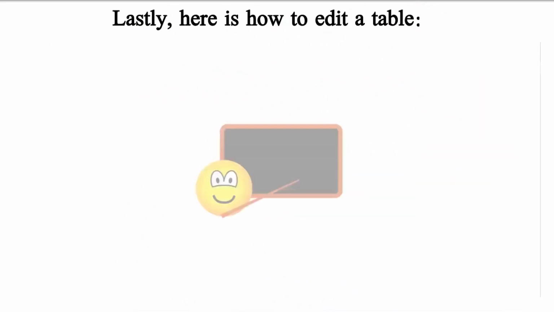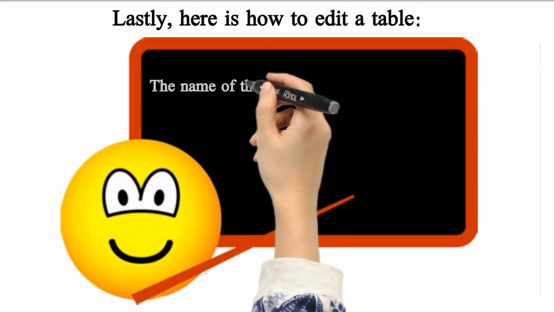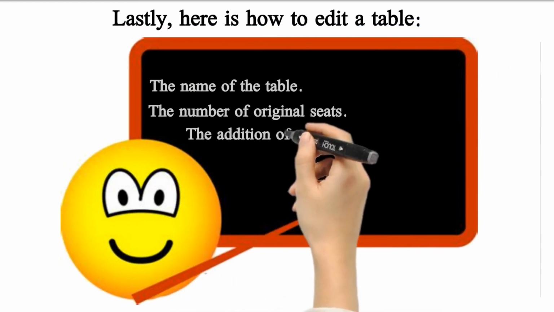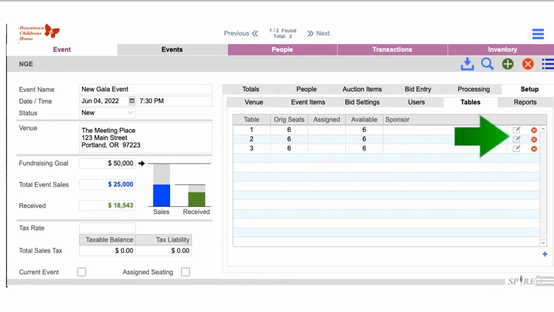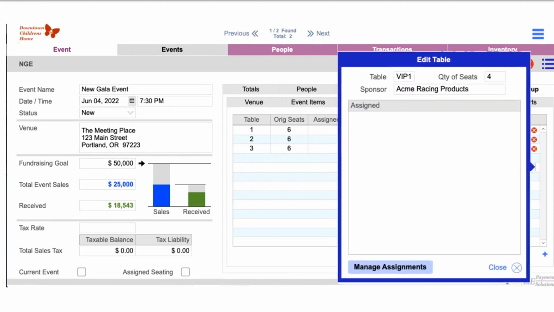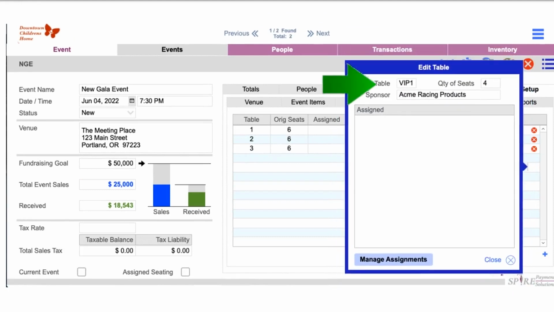When editing a table, the name of the table can be changed. The number of original seats can be changed and a sponsor can be added. Again, from the Table tab, click a table edit icon you would like to edit. Let's edit table number 1. We are going to change the name to VIP1, change the original seats to 4, and assign a sponsor of Acme Racing Products.